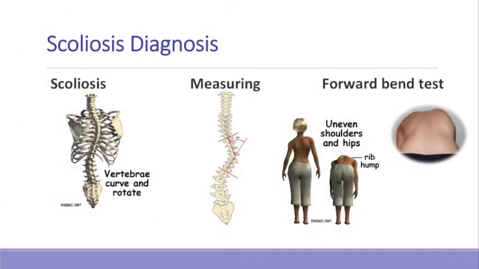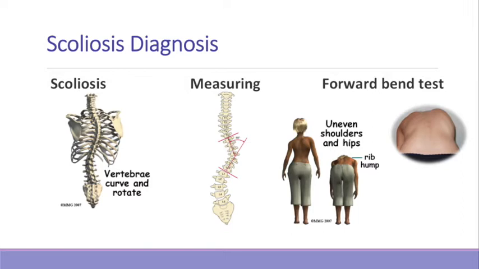Diagnosing scoliosis. Cobb's method is used for measuring scoliosis using a standing radiograph, and it is quantifiable. You can go check out the YouTube video I have provided for you in the course content folder.